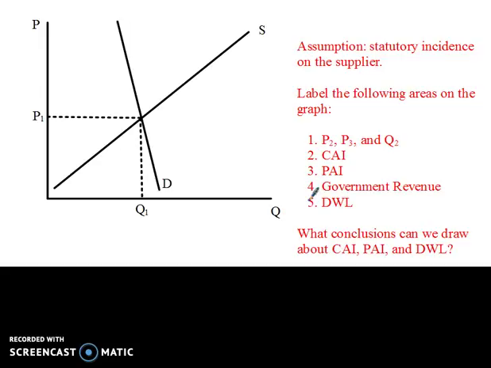So what we're going to do on this first one is put the statutory incidence on the supplier, and then label all these things that we've done in the previous videos on this playlist: the P2, P3, Q2, consumer actual incidence, producer actual incidence, government revenue, deadweight loss. All of that, we're going to label and draw some conclusions. What happens to those when the demand curve becomes more inelastic?